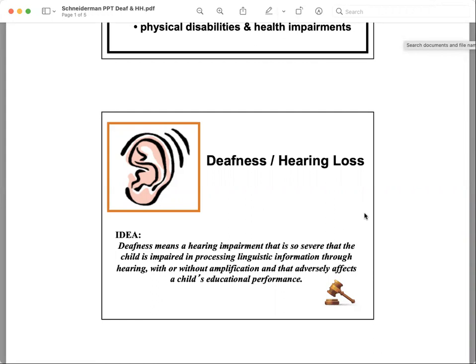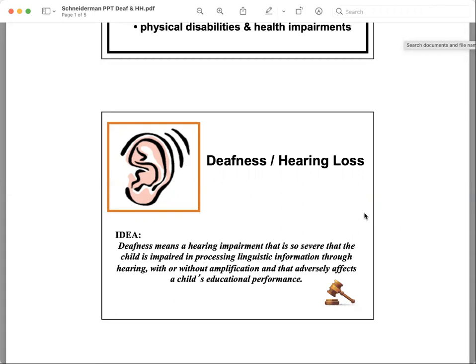Deafness is defined as a hearing impairment that is so severe that a child cannot process linguistic information through hearing with or without amplification. So no matter what kind of hearing aid the child has, it will not amplify spoken language. And that adversely affects a child's educational performance. It's an important phrase because it's going to show up in many of the definitions that we see.